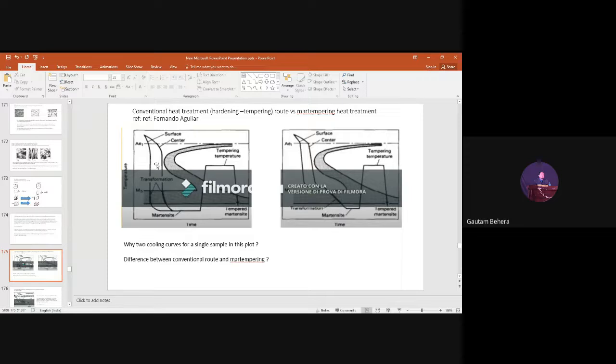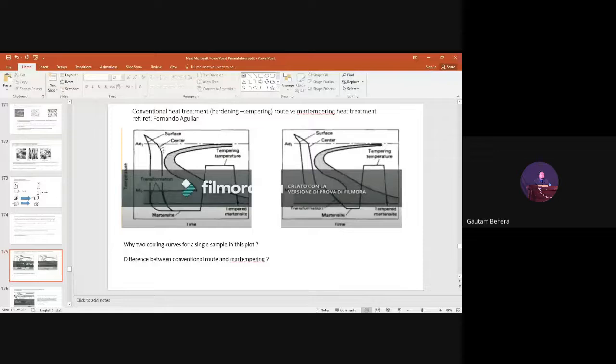So this cooling curve will be what? It is far away from the critical cooling curve, right? It is far away from the nose of the C curve. But this cooling curve is close to the critical cooling rate, or it is close to the nose of the C curve. So this cooling rate is faster, but this cooling rate is slow.